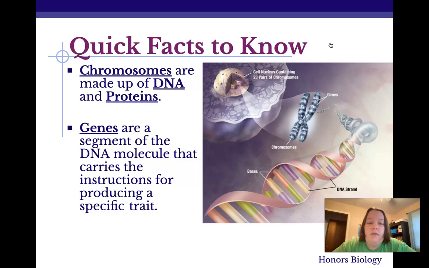An example of that would be you have a gene in your DNA, so there's a segment of DNA that is going to code for a protein that makes your eyes the color that they are. So chromosomes are made up of DNA and proteins. A segment or a small piece of that DNA is called a gene, and genes code for specific traits.